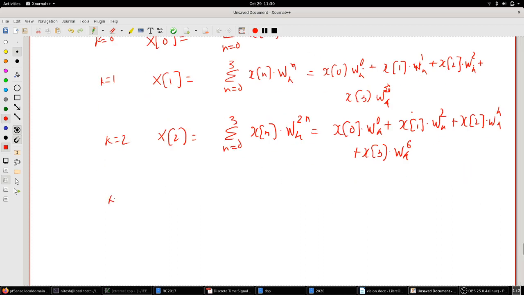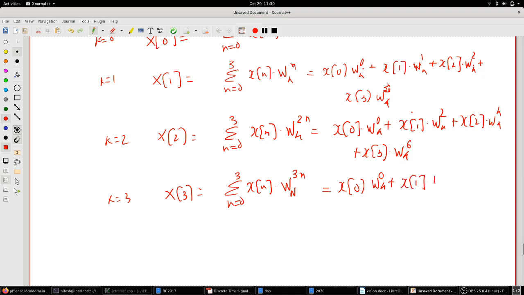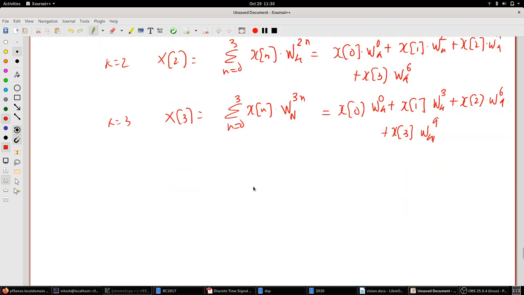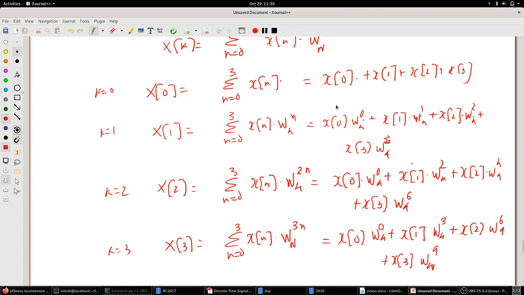So same way, k equal to 3, you have the fourth coefficient x of 3, summation n equal to 0 to 3 of x of n into w3n of n, which becomes equal to x of 0 into w0 of 4 plus x of 1 into w3 of 4 plus x of 2 into w6 of 4 plus x of 3 into w9 of 4. Okay, so this is how you will solve it. This is the conventional way, by plugging in, using the formula and solving it.